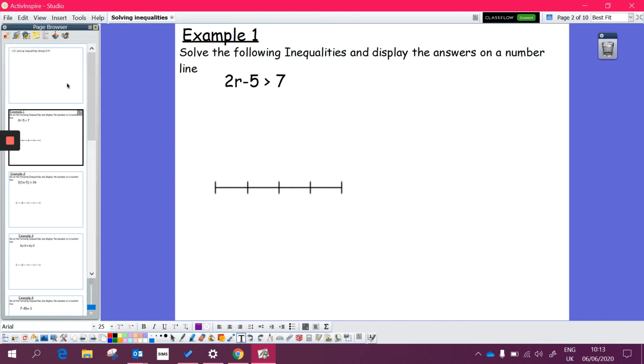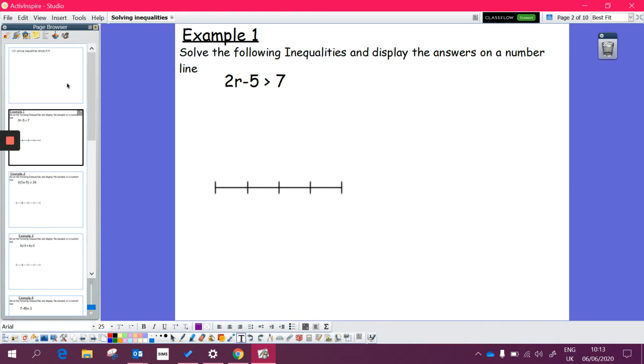We are going to be looking at some of the harder topics that we have done this year. One of them was solving inequalities. Solving inequalities is just like solving a normal equation, except it's got an inequality sign in. So the first one is quite a simple one.